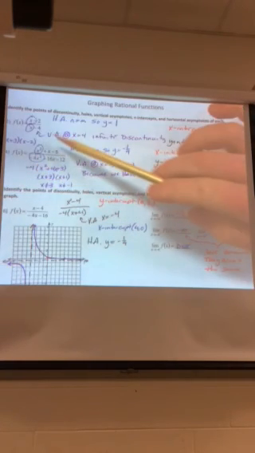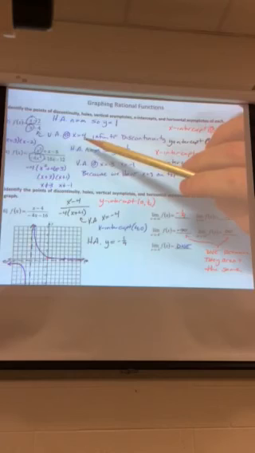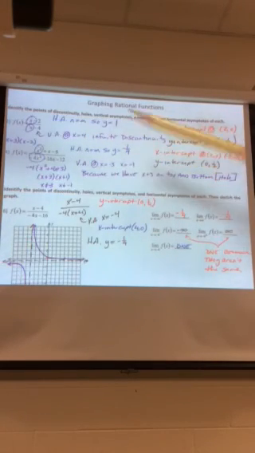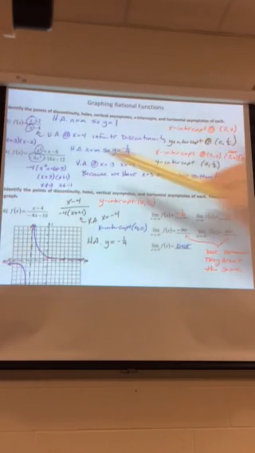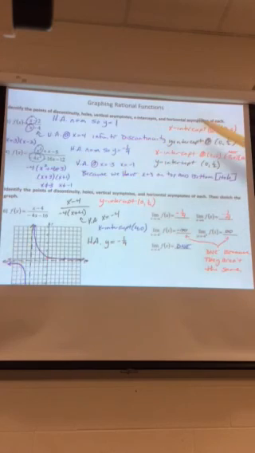Same idea here. We have a vertical asymptote. We set the denominator equal to 0, and we find out that x is equal to 4. We have an infinite discontinuity there. We have a y-intercept. You plug in 0. You get 0 minus 2 divided by 0 minus 4, which gives you a half. So 0 and then a half.